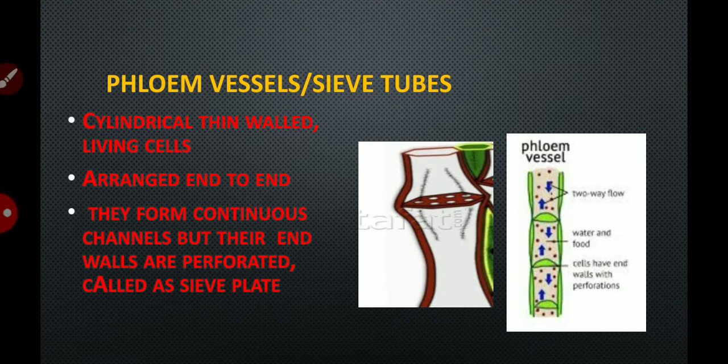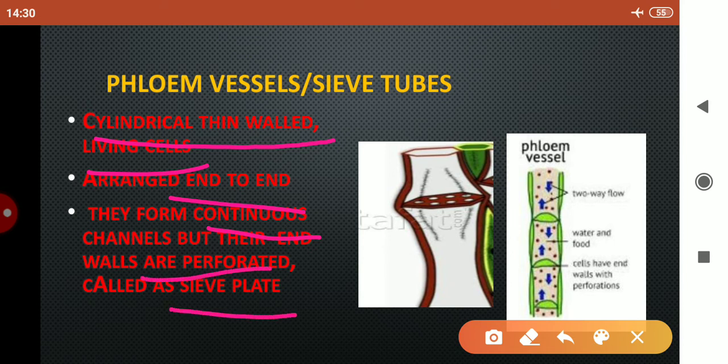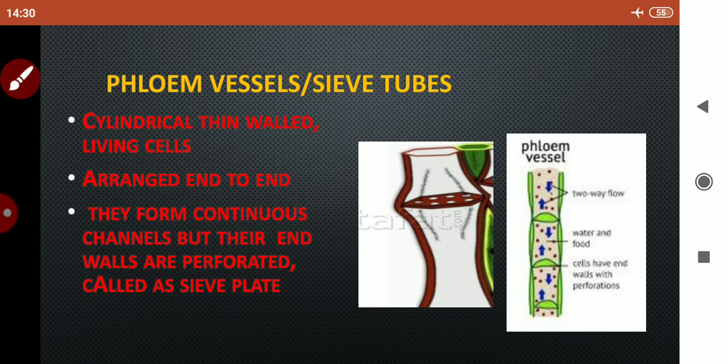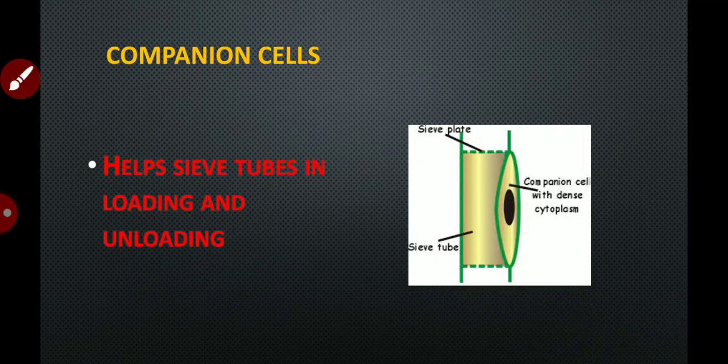Now, phloem vessels or sieve tubes are cylindrical or elongated, thin walled living cells. They are arranged end to end. Now, end to end means one above the other. They form continuous channels, but their end walls are perforated, called as sieve plate. Now, children, you can clearly see here that this transverse wall is perforated. It has holes in it, and therefore the conduction of food occurs easily here. Now let us move on to the next one, companion cells.